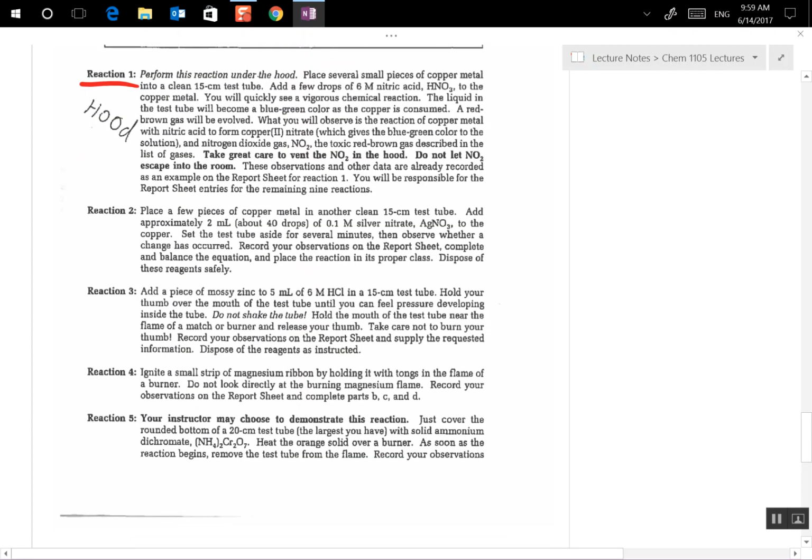Reaction 2, you're going to take some copper metal and put it into a 15 centimeter test tube. Hopefully these are things that you're starting to become familiar with. I'll have stuff set up at the stations. You're going to put the copper in it, and then add 2 milliliters of the silver nitrate. So it's solid copper and you're adding silver nitrate to it. You're going to make some observations. That reaction doesn't happen super fast. It starts happening pretty fast, but you have to give it a minute or so before you make your observation, and you will start to see the change that's occurring.